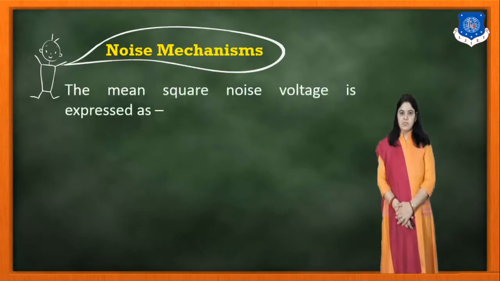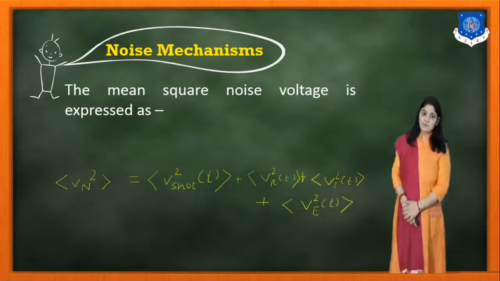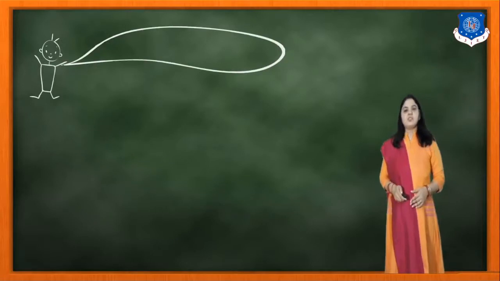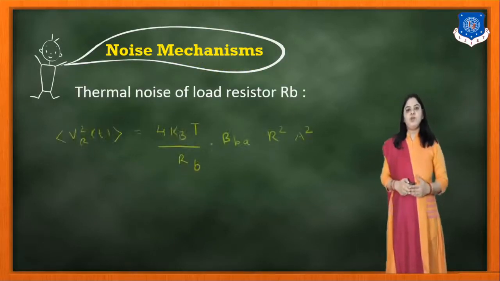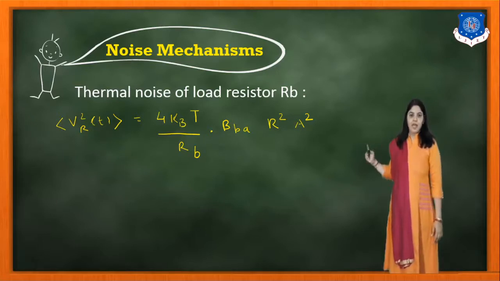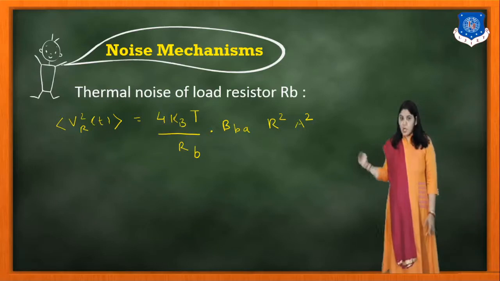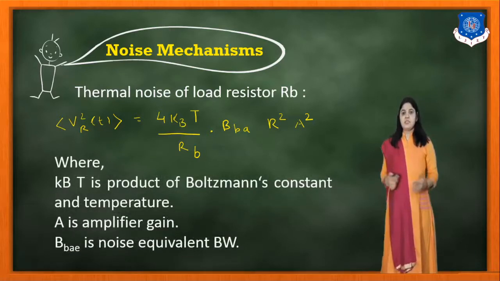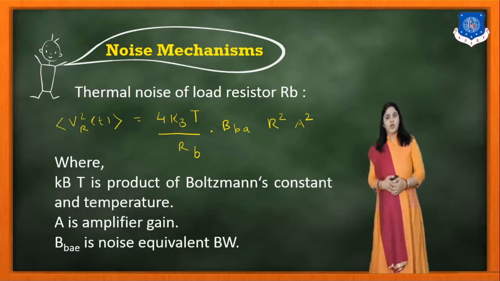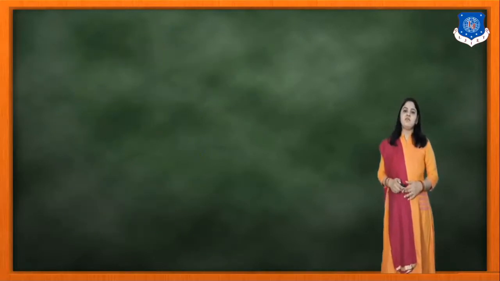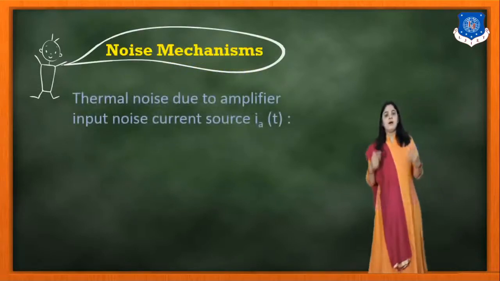So now, in the noise mechanisms, the mean square noise voltage is expressed as V_n² equal to V²_shot(t) plus V²_R(t) plus V²_I(t) plus V²_E(t). Further, the thermal noise of the load resistor R_B can be written as V²_R(t) is equal to 4kT upon R_B times B_NE times R² times A². These equations are written with the help of the basic noise equations, where kT is the product of the Boltzmann constant and the temperature, A is the amplifier gain, and B_NE is the noise equivalent bandwidth. So this is regarding the thermal noise.